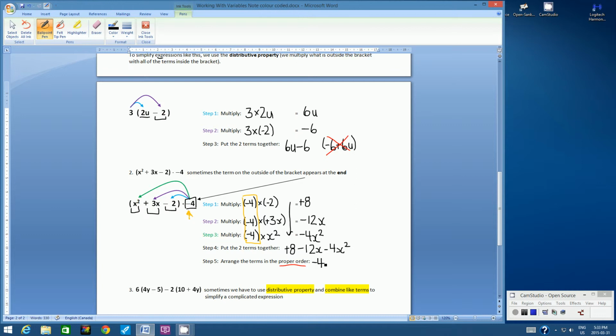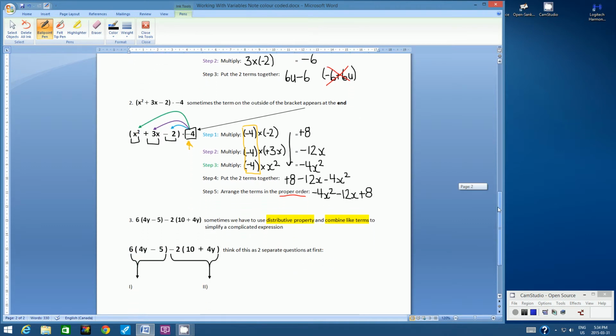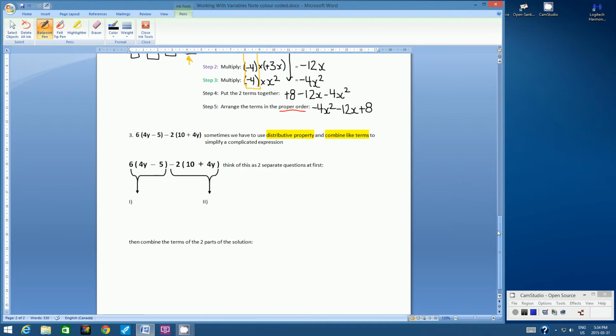So -4x squared. Then, if we have any variables, we write that next. So this is -12x. And then finally, if we have any numbers, these are called constants, we write them last. Okay, so this expression, x squared plus 3x minus 2 in brackets times -4x, can be simplified. It actually means -4x squared minus 12x plus 8. Okay, so the examples are getting more and more complicated here. So let's go to number 3.